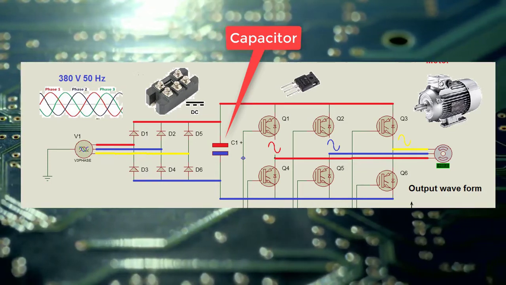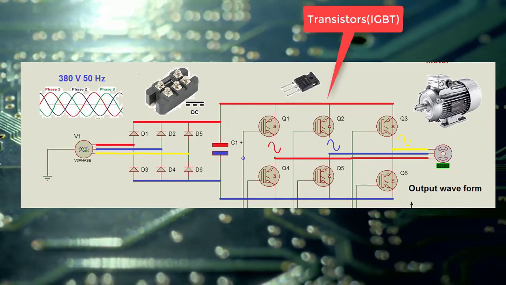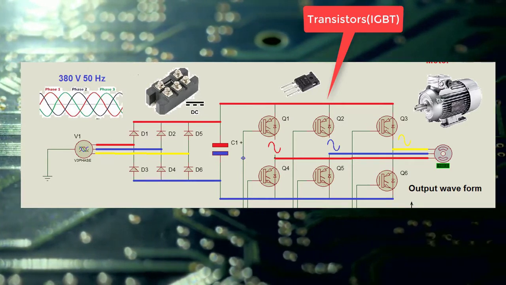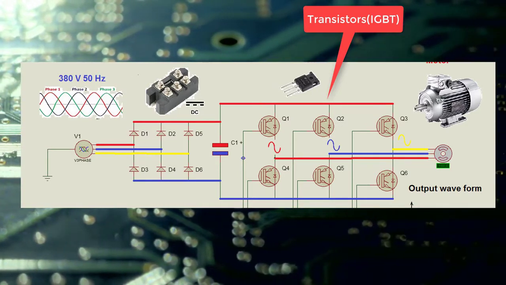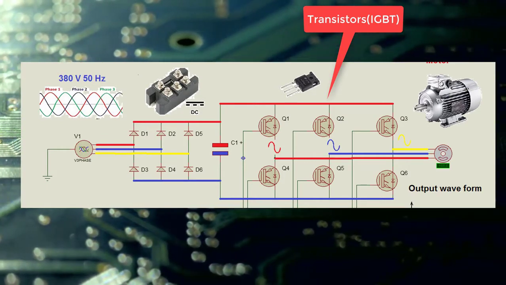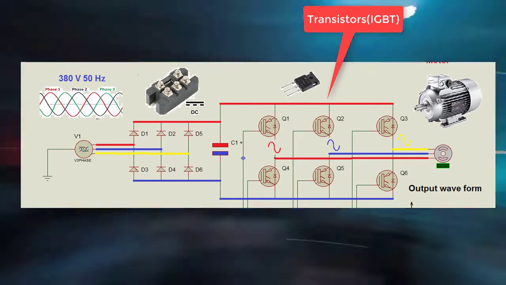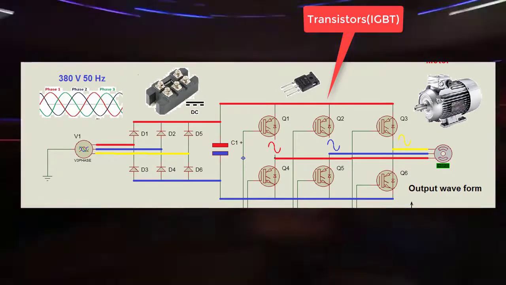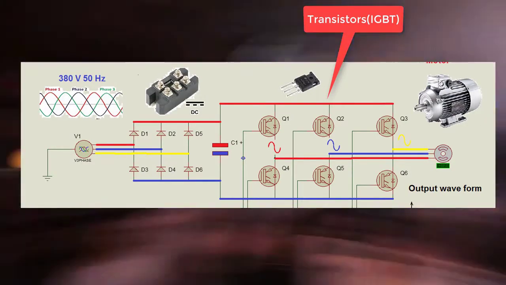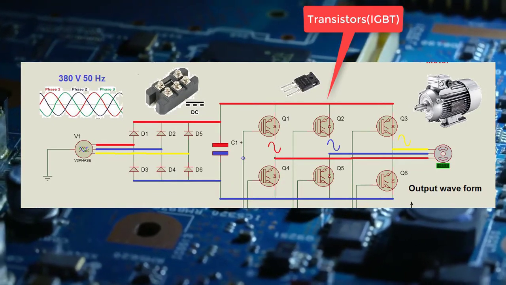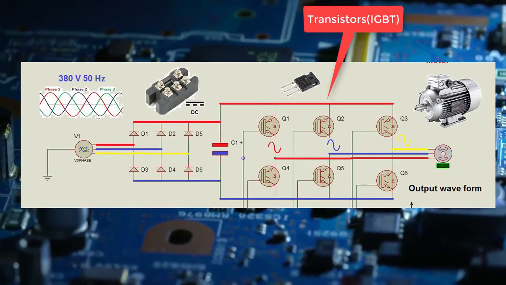Then the signal that is coming from the capacitor is passed through the transistors. There are 6 transistors or IGBTs that are there. When this signal is passed through these transistors, it is converted back to AC. We have to understand that transistors or IGBTs here are acting as switches. By using these switches, we are actually controlling the frequency of the motor, which at the end controls the speed of the motor.